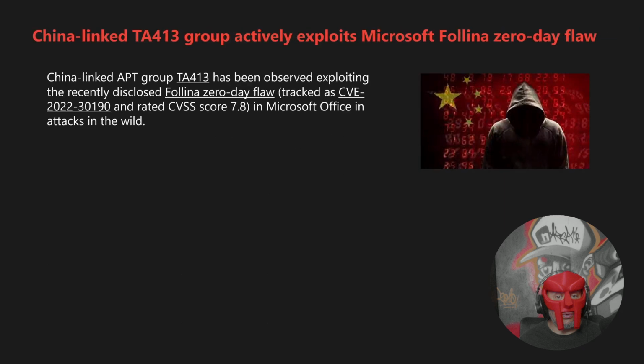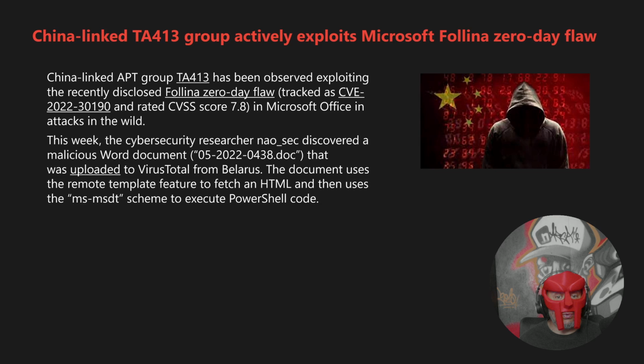The China-linked APT group TA413 has been observed exploiting the recently disclosed Follina zero-day flaw, tracked as CVE-2022-30190 and rated with a CVSS score of 7.8, in Microsoft Office in attacks in the wild. This week, the cybersecurity researcher Neo_Sec discovered a malicious Word document that was uploaded to VirusTotal from Belarus. The document uses the remote template feature to fetch an HTML and then uses the MS-MSDT schema to execute PowerShell code.